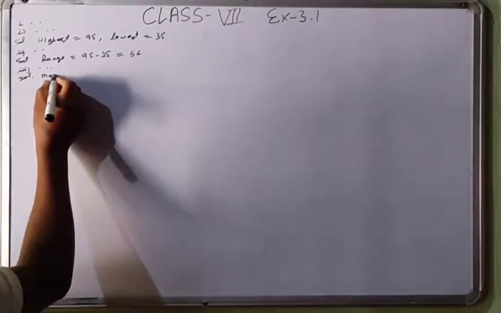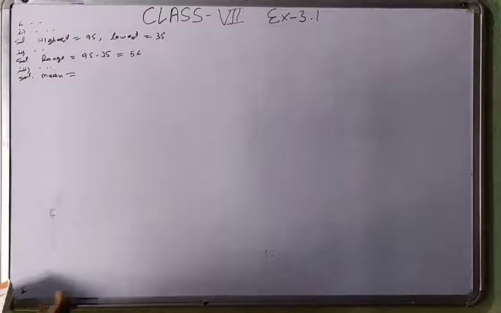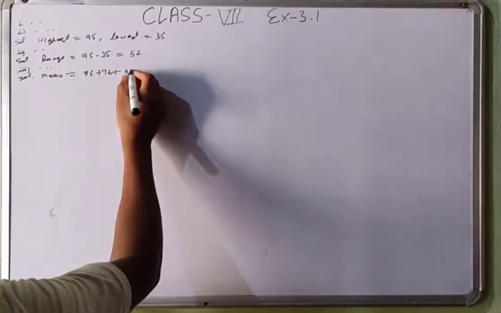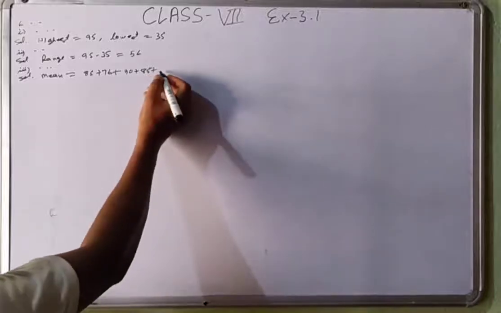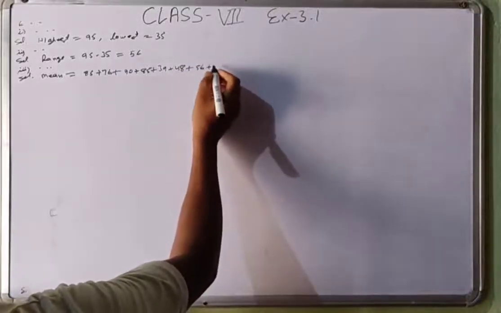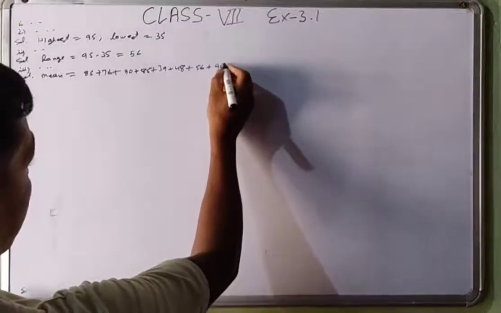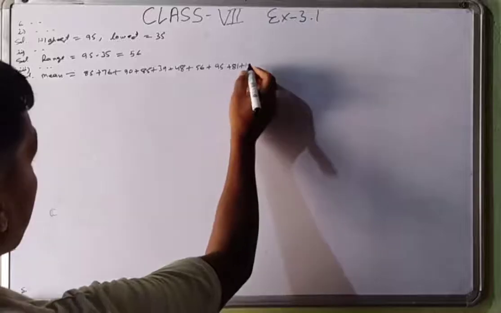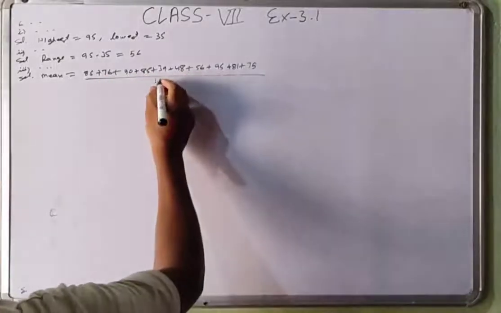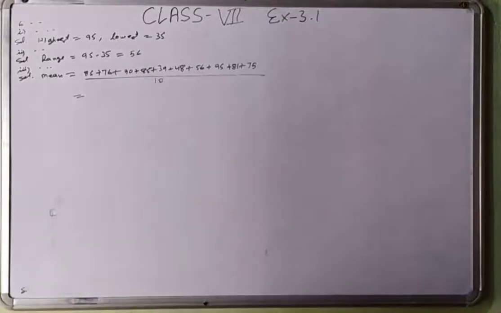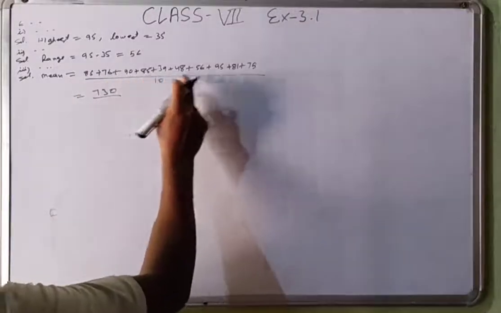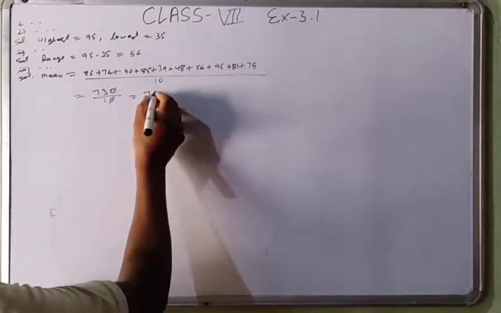So for the mean marks, first of all we will write 85 plus 76 plus 90 plus 85 plus 39 plus 48 plus 56 plus 95 plus 81 plus 75, and then upon 10, because there are 10 students. When you add these, that will be 730. So the answer is 73.